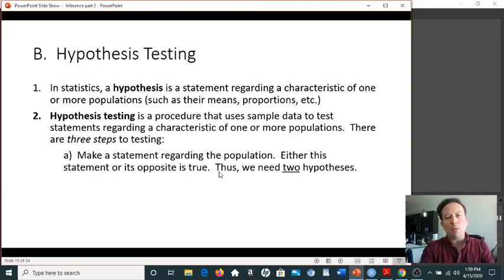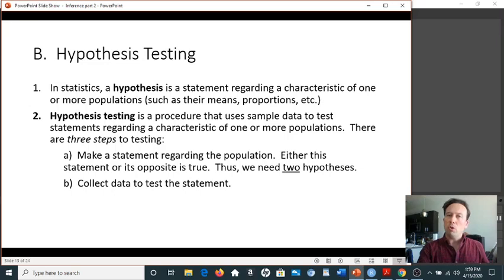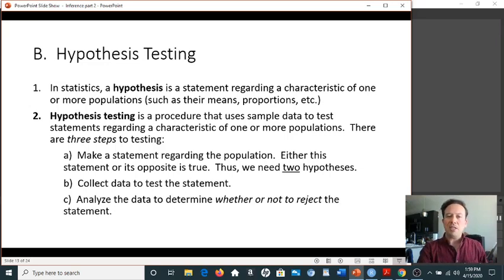So that's why we need two hypotheses, because you're able to weigh the statement that is made against the opposite of the statement. So you can determine which one is more true. So two hypotheses are needed. So of course, what do you do to do that? You need to collect data to test it. And then C, you need to analyze whether or not to reject the statement that was made.